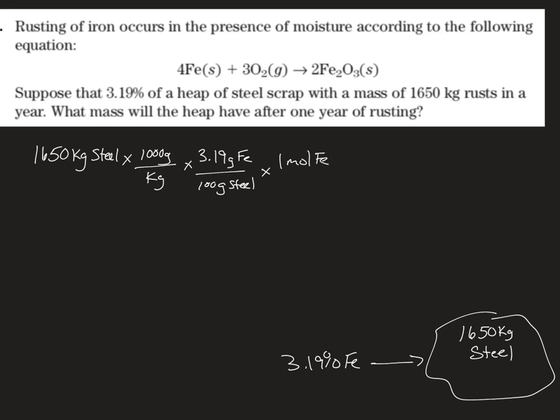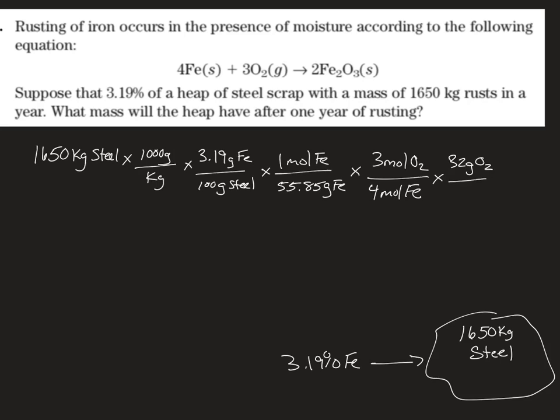Now that we're in grams of steel, we need to convert to moles of steel. It's a stoichiometry problem, so that's always going to be a step. We're going to use a mole ratio now to convert to moles of oxygen. I'll tell you why we're converting to moles of oxygen in a minute. There are other ways to solve this problem. This is just my preferred method.